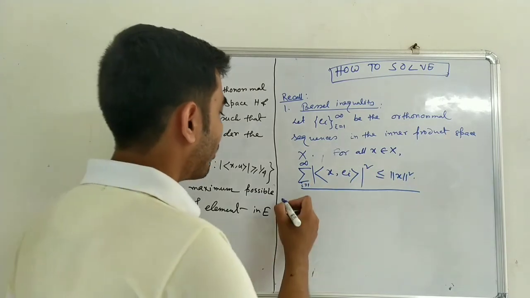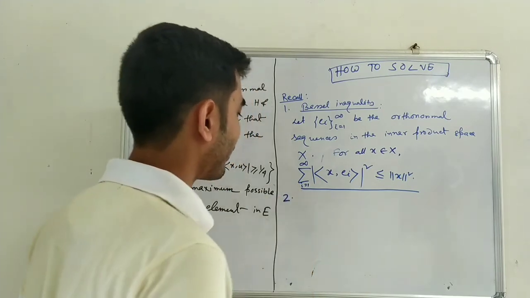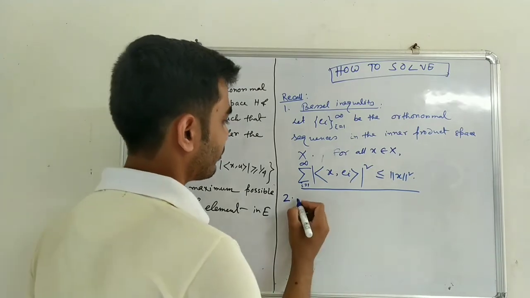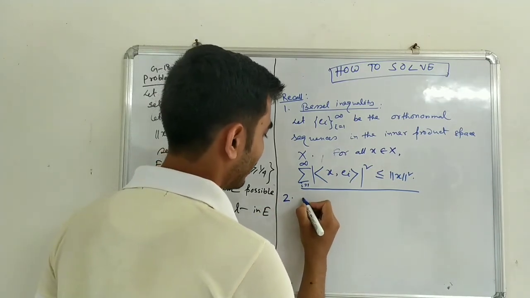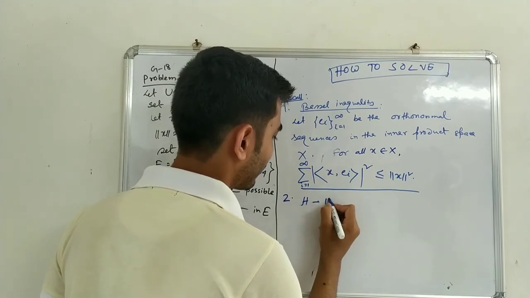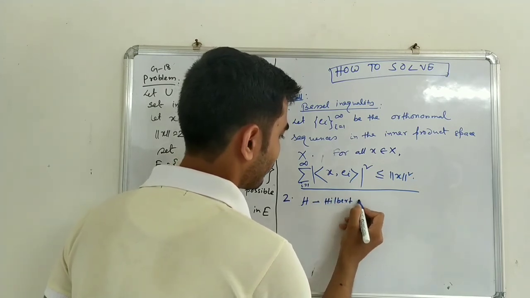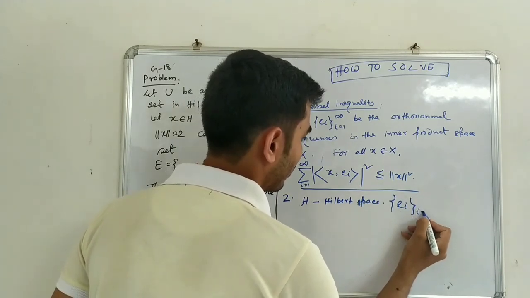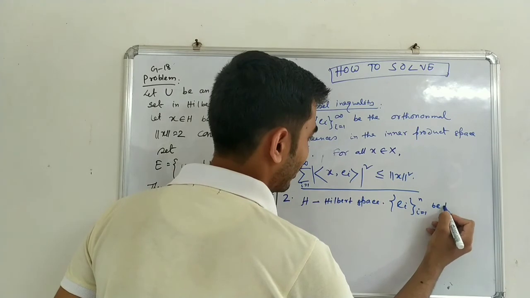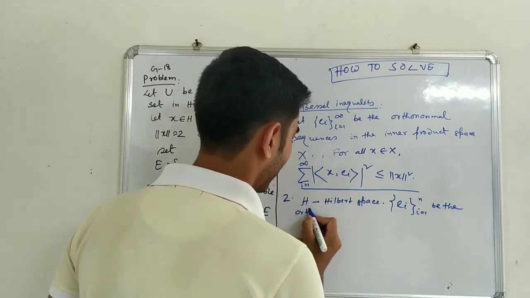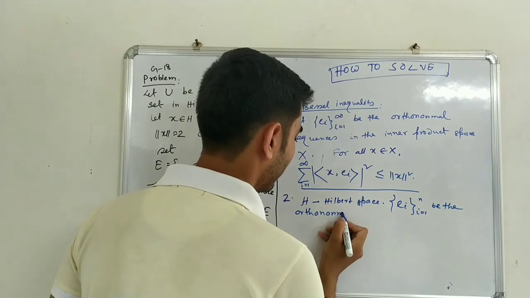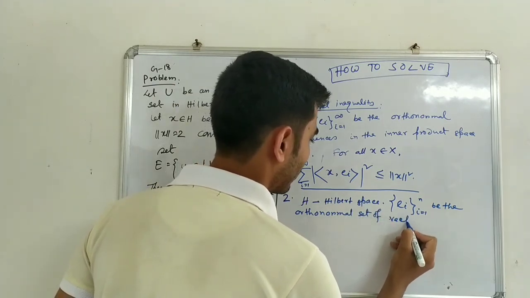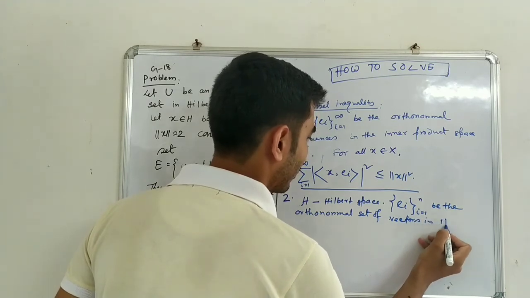Now what is the Bessel inequality for the finite dimensional Hilbert space? Okay, so let H be a Hilbert space and e_i, i equal to 1 to n, be the orthonormal set of vectors in H. Clear?